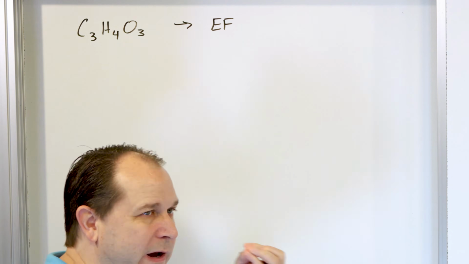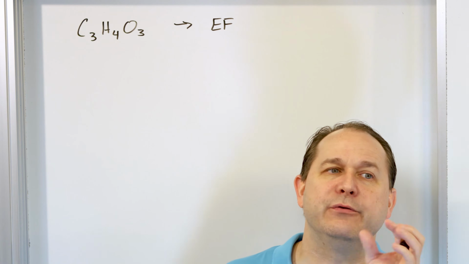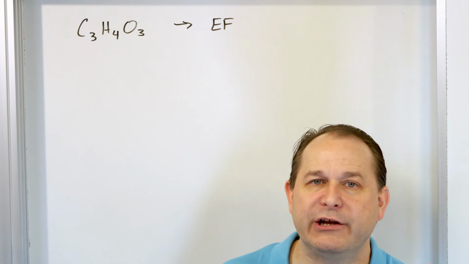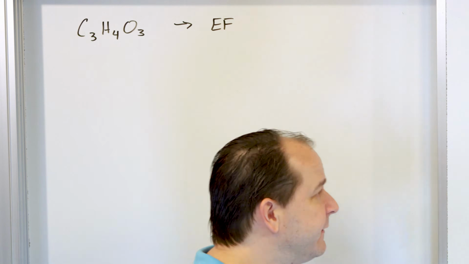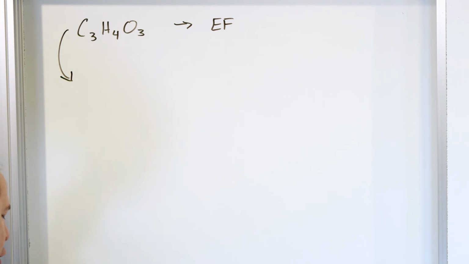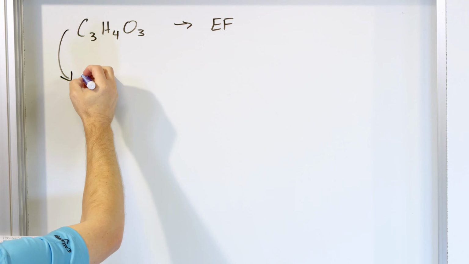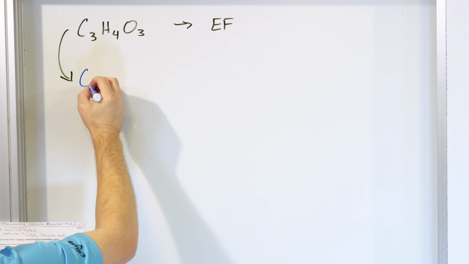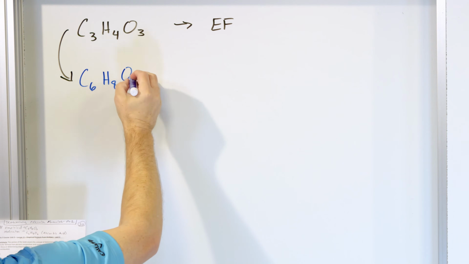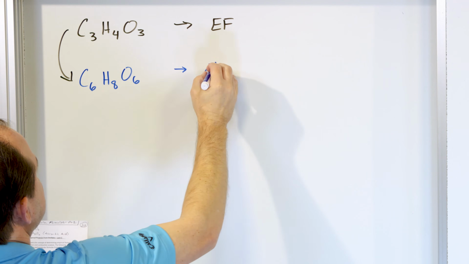Then the mole ratios, 3, 4, 3, go into this formula. But this formula may not actually be the molecular formula of the compound, because it's possible that the molecule actually contains a whole number multiple of what we have found here. So for instance, the actual molecule might be C6H8O6. And this, in this case, is the molecular formula.